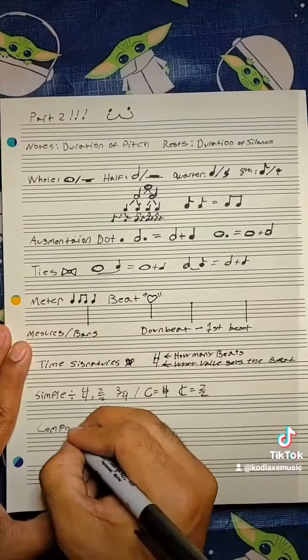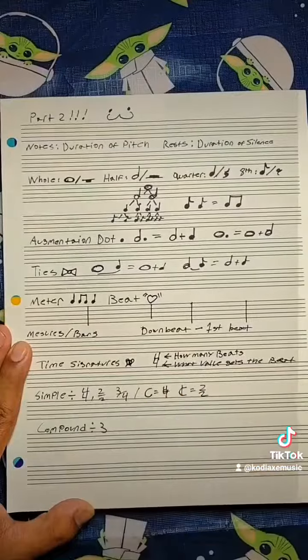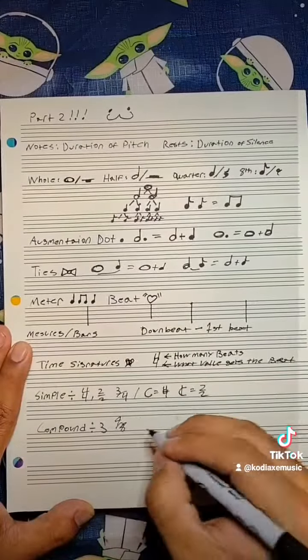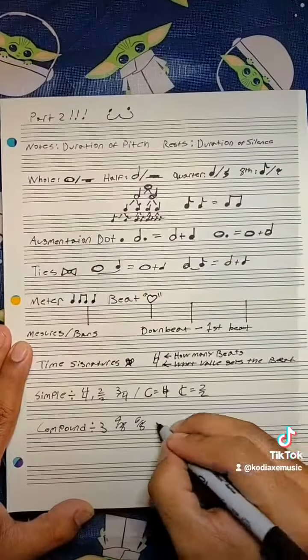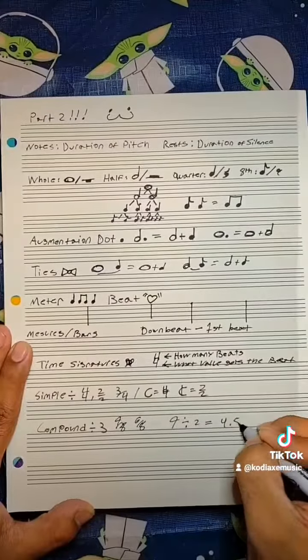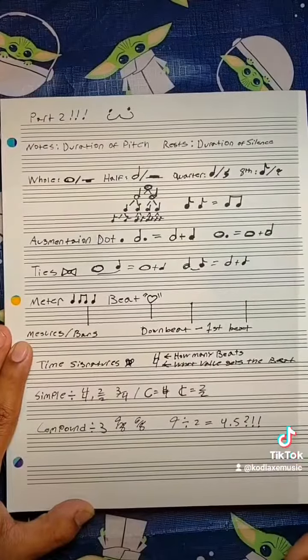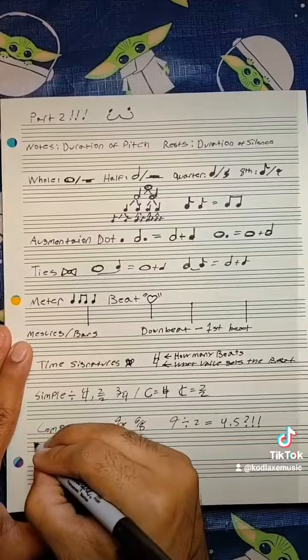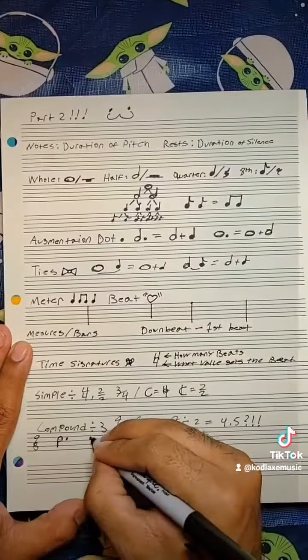and 2/2. Compound time signatures are actually divided into 3 groups, and examples of this would be 9/8 and 6/8. If you try to divide the top number by 2, you're going to get a decimal point. And this is why in compound time signatures we use the augmentation dot.